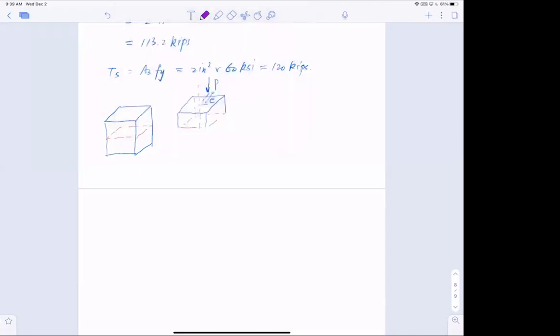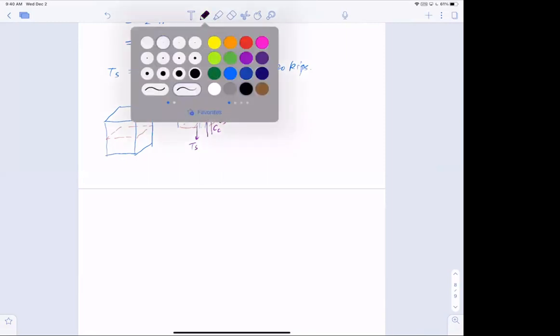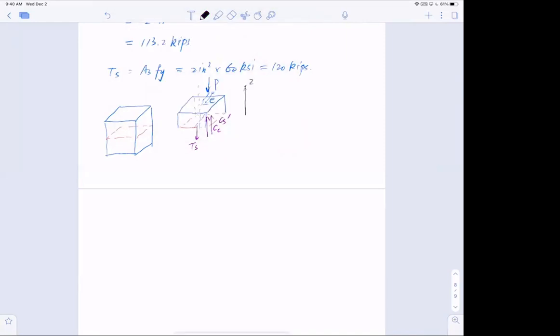Let me use a different color here. Now this is along the line here. Here I have C, sorry, Cc, and I also have Cs prime, and I have Ts. That is the bottom surface. Now if I want to make a balance, I say this is Z, this is Y, this is X.